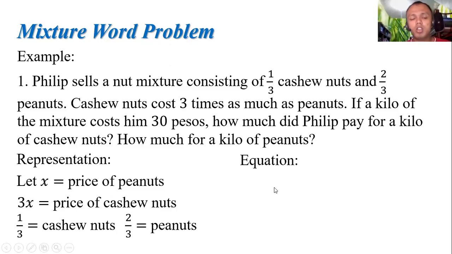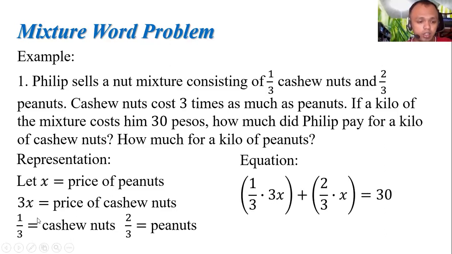Now, how can we make an equation here? We have 1/3 times 3x plus 2/3 times x. Okay? So nangyari, multiply natin yung number of cashew nuts at saka yung presyo niya. Then inadd natin din sa product ng number of peanuts at saka yung price ng peanuts. Then it will equal to 30 pesos.